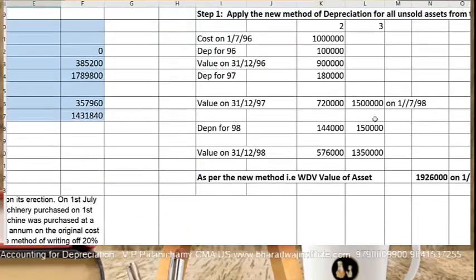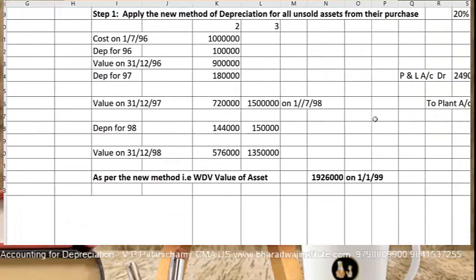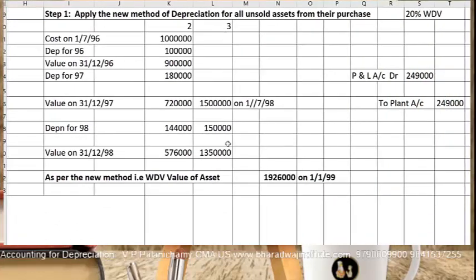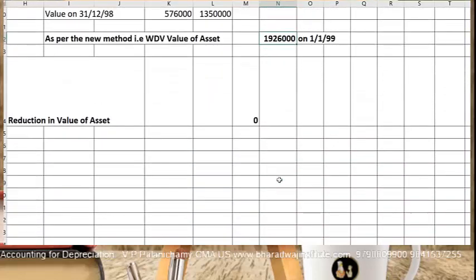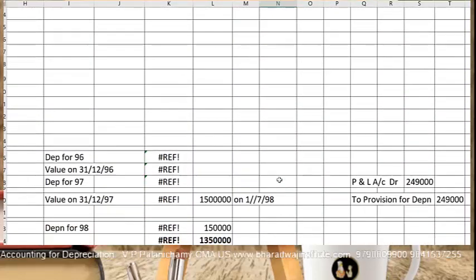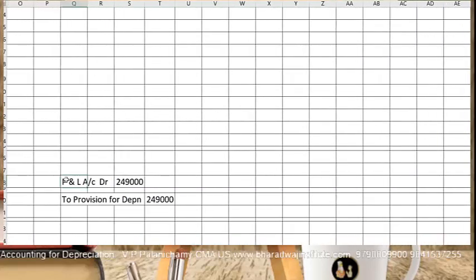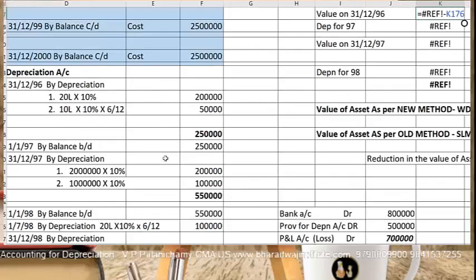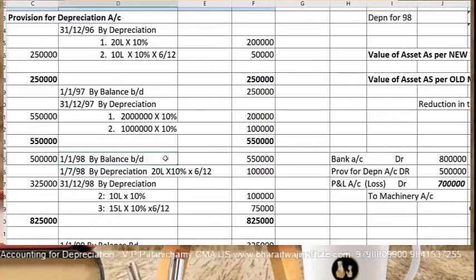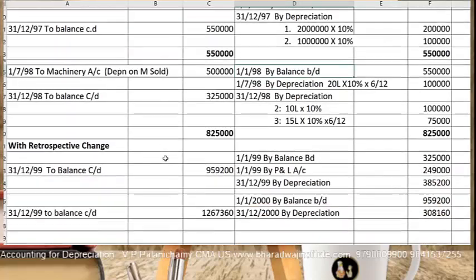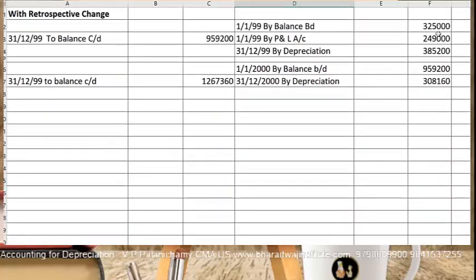Then when we come to change in the method of depreciation, we already worked out that particular thing. We worked out the asset, new method of depreciation. As per old method, it is 19,26,000. As per the new method, we worked out the value. Reduction in the value of the asset. P&L account debit to provision for depreciation account is 2,49,000.